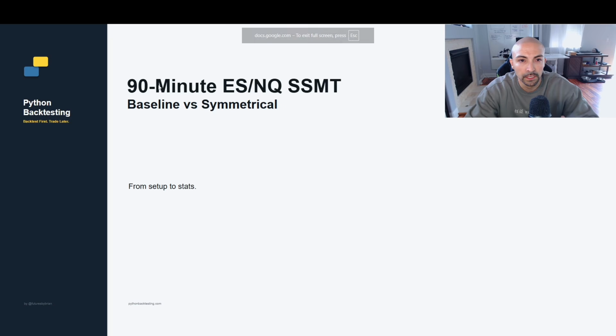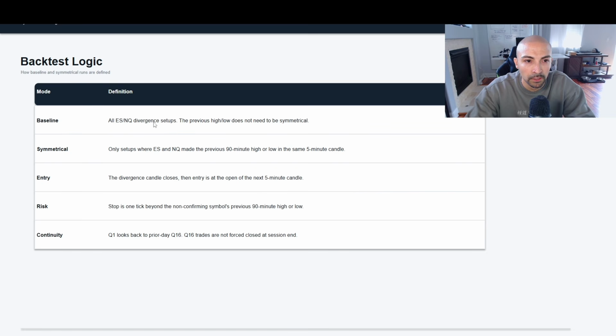Okay, so we are looking at the 90-minute sequential SMT with ES versus NQ. And we have the baseline versus symmetrical, which basically means the symmetrical is the same lower high to the 5 minute candle on both assets. All right. Baseline just basically means the lower high was put sometime within that 90-minute block, but they're not in the same. Well, it includes symmetrical, but it also includes where it is non-symmetrical. Okay. So ES versus NQ, previous high or low does not need to be symmetrical for the baseline.